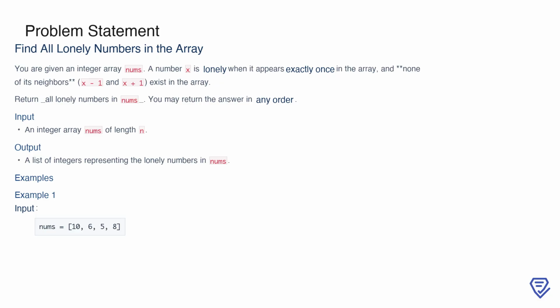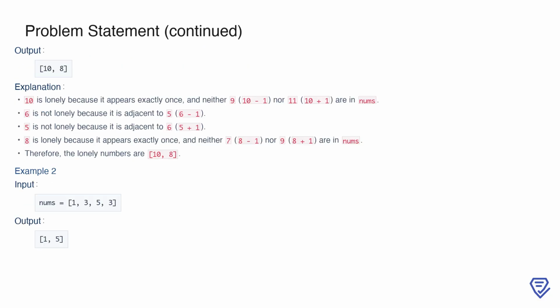The output list can be in any order, so the sequence in which the lonely numbers are returned does not matter. For the input, we are provided with an integer array nums of length n, and for the output, we need to return a list of integers representing the lonely numbers we've identified in the array. To better understand the problem, let's look at an example.